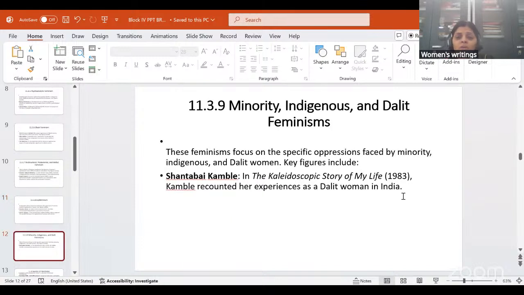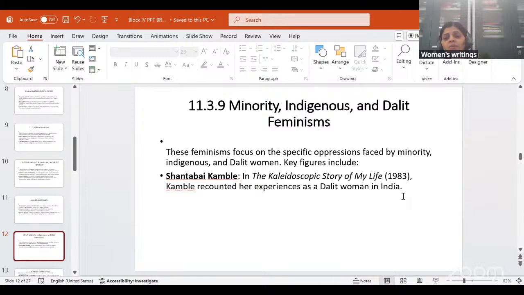And look at minority, indigenous, and Dalit feminisms, where these feminisms focus on the specific oppressions faced by minority, indigenous, and Dalit women. Among key figures, you can see Shantabai Kamble in The Kaleidoscopic Story of My Life. In 1983, Kamble recounted the experiences of Dalit women in India.